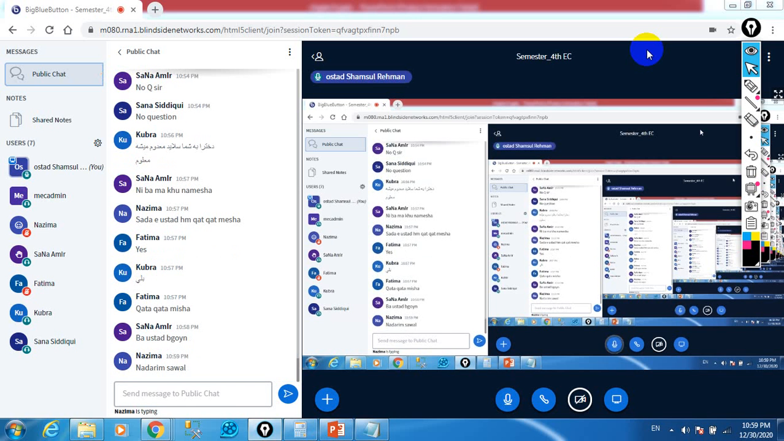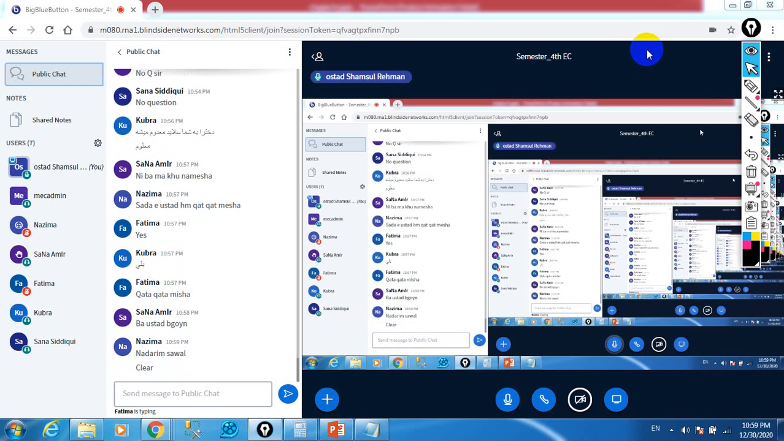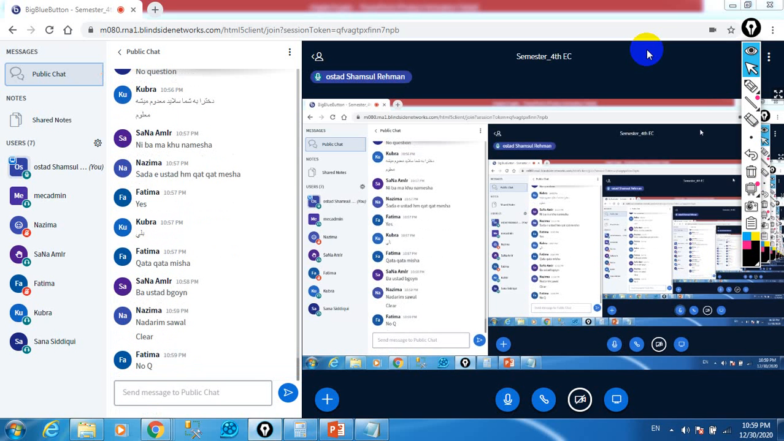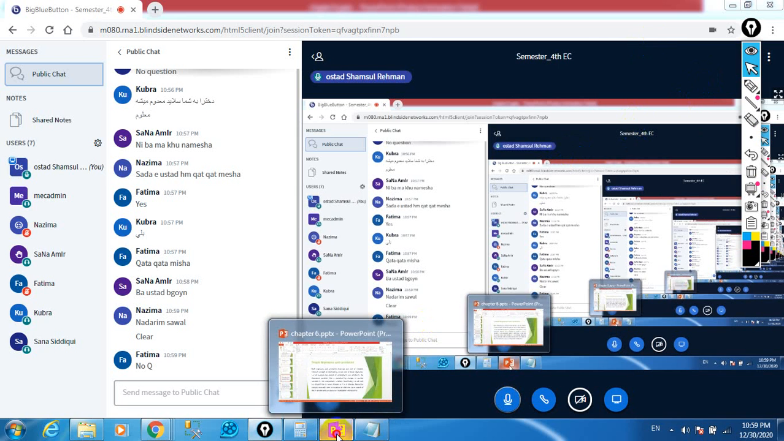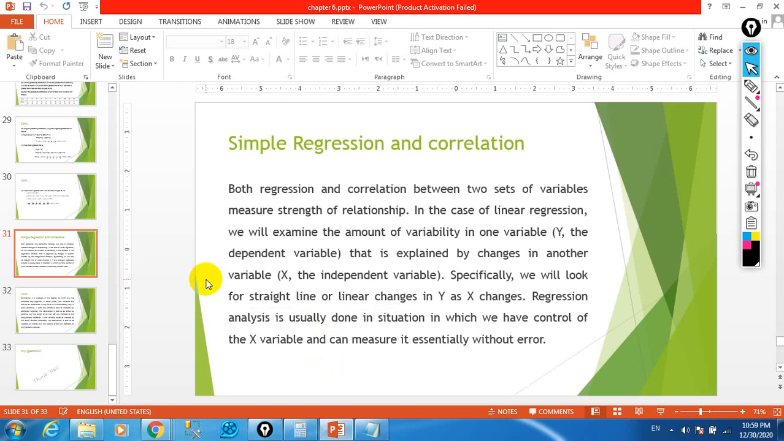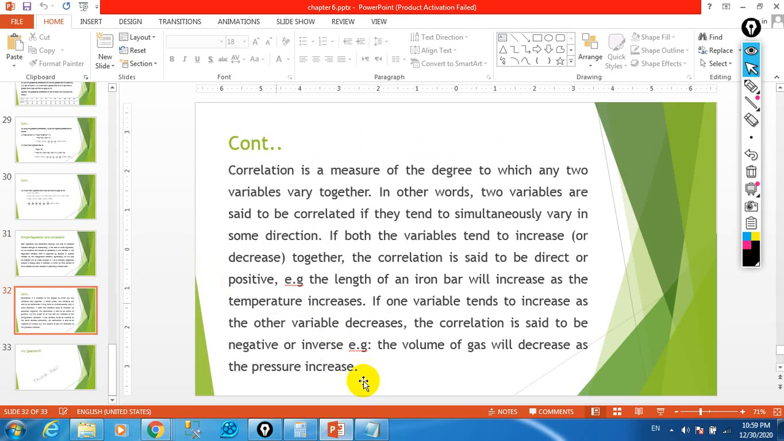So now what we have next is correlation. It's clear. I think this is easy, similar to probability, not very difficult. Easy. So next we have correlation.